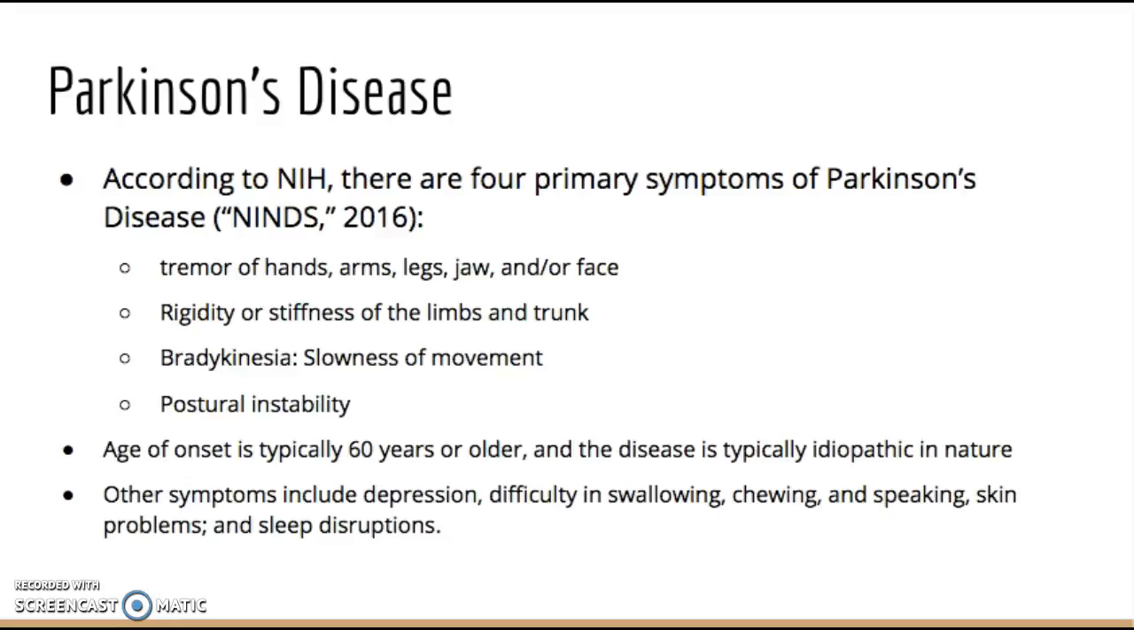The first symptom is a tremor of the hands, arms, legs, jaw, and/or face; then rigidity or stiffness of the limbs and trunk; bradykinesia, which is a slowness of movement; and then postural instability. Age of onset is typically around 60 years or older, and the disease is typically idiopathic in nature. Other symptoms could include depression, difficulty with swallowing, chewing, and speaking. Patients could have skin problems and sleep disruptions.